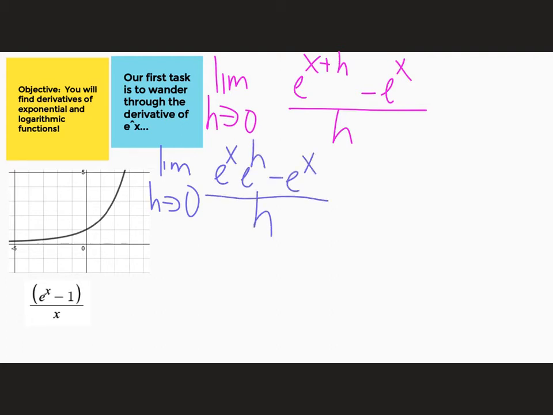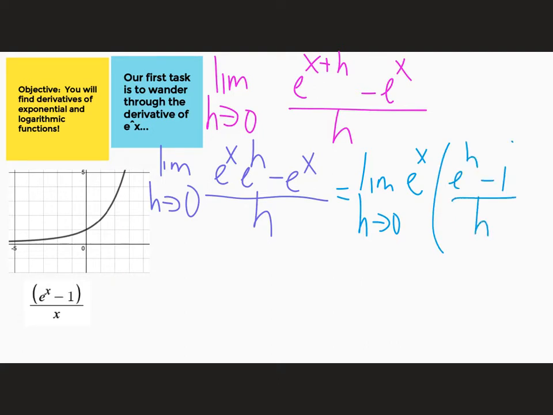Now, what do you think we're going to do? Let's think. Oh, it's one of my favorite things to do, which is factor. So I'm going to factor out an e to the x. Really, I could put it out front of the limit. I'm going to put it right there. Now I just need to consider this limit, e to the h minus 1 over h.